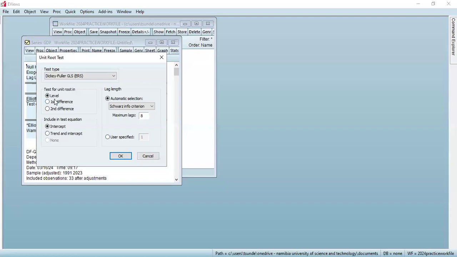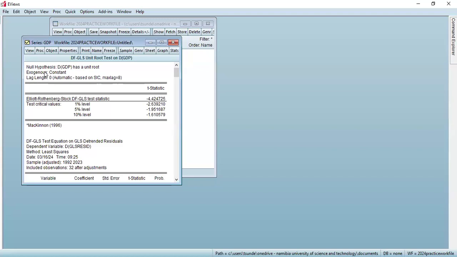So we are going to move to first difference now, and we are going to repeat these two tests using a model with an intercept and a model with a trend and intercept. So we are going to repeat the test and see what the difference is. So let's do the test in first difference using the model with intercept. Click OK. This is what you get, and you are interested in this part once again.